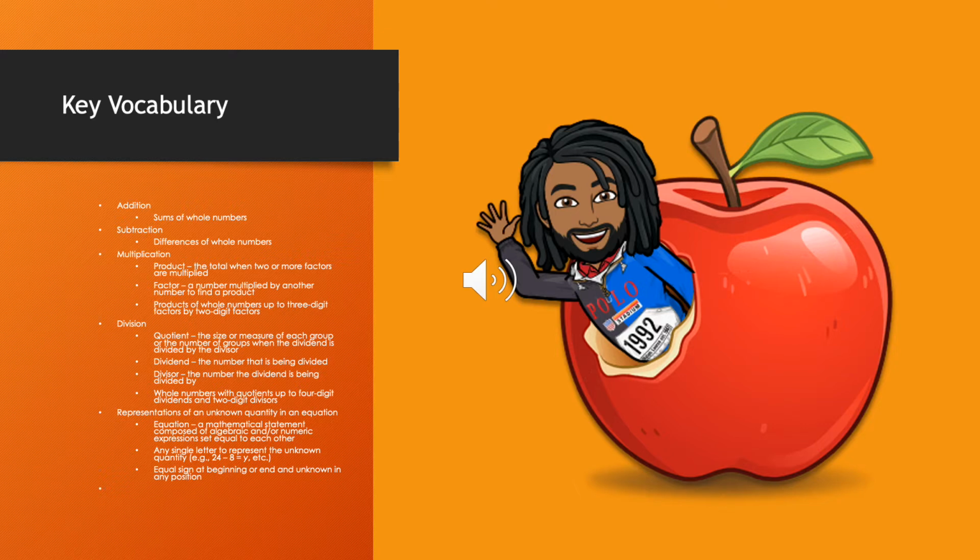Representation of unknown quantity in an equation. Equation. What is an equation, you might ask? Well, an equation is a mathematical statement composed of algebraic and/or numeric expressions set equal to each other. Now we're going to be talking about any single letter to represent the unknown quantity. And the example is 24 divided by 8 equals y. Equal sign at the beginning or the end, and an unknown in any position. So we're going to be dealing with equal signs, but it's going to be either at the beginning or the end when we're searching for the unknown variable.